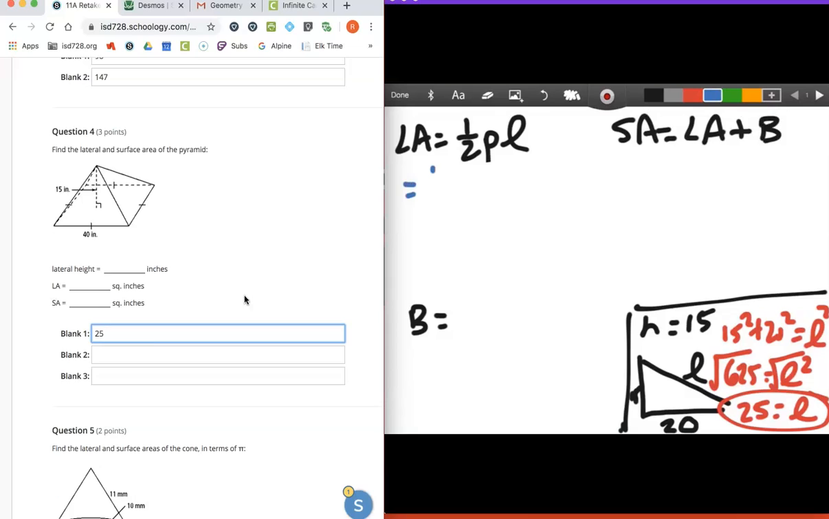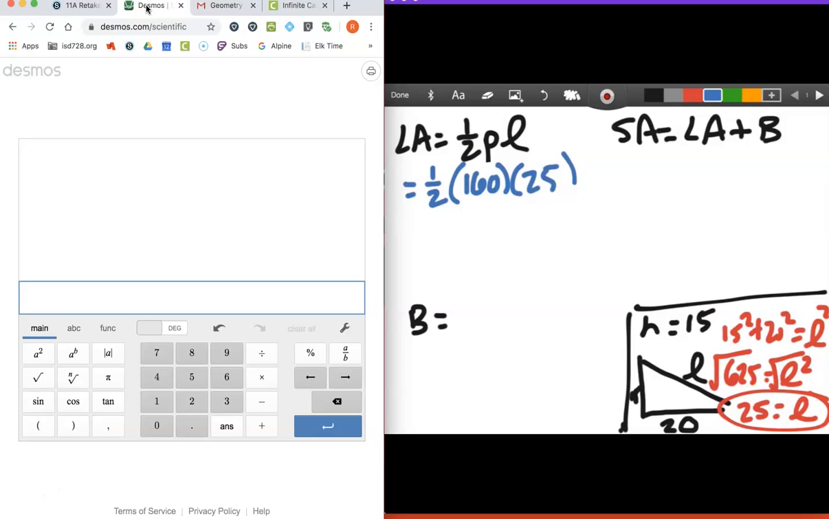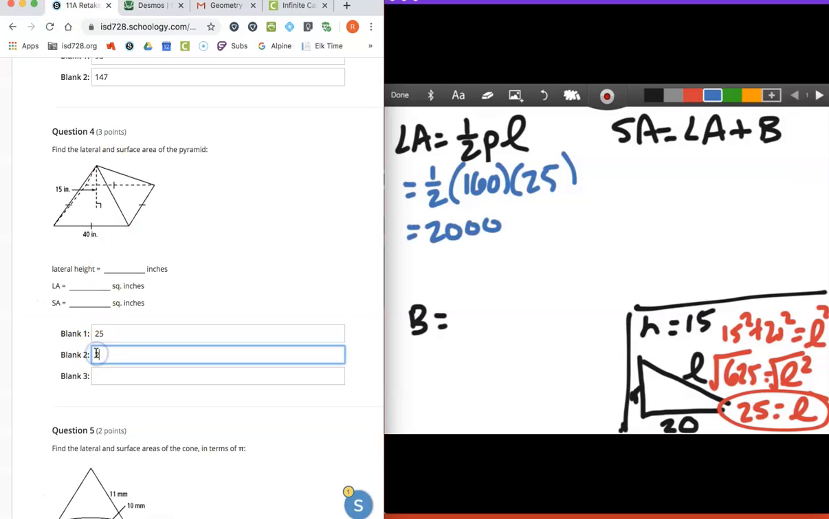So that means we need the perimeter. The perimeter of this is 40 plus 40, which is 80, plus 80 more is 160. So we have 1/2 times 160 times 25. You can do that a couple ways. You can punch it all in. 1/2 of 160 is 80, so you could just do 80 times 25, and you get 2,000 for your lateral area. So we have 2,000 that goes here. Whoa, bad typer. These are in square inches, by the way.